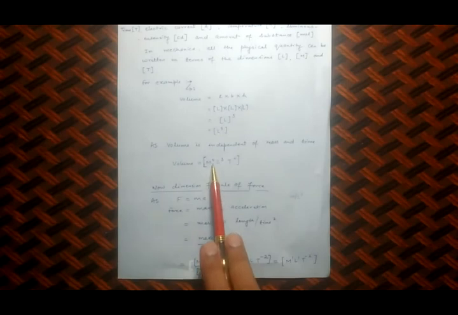If you bring T square from the denominator to the numerator, its power changes sign. So M L T raised to minus 2. So the dimensional formula is M1 L1 T raised to minus 2. So the dimensional formula of force is M1 L1 T-2. Dimensional formula of volume, M0 L3 T0. We can make so many dimensional formulas.